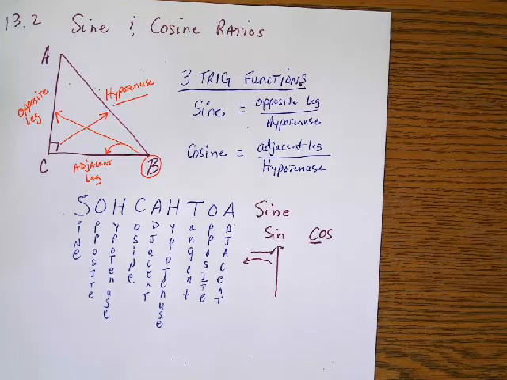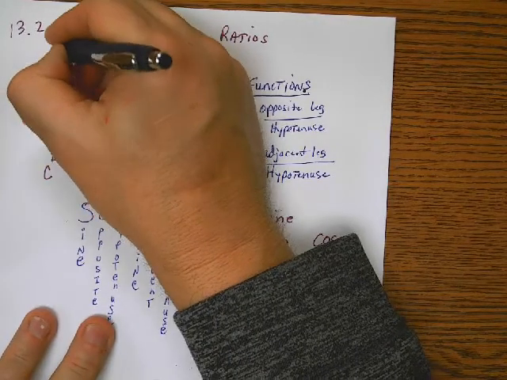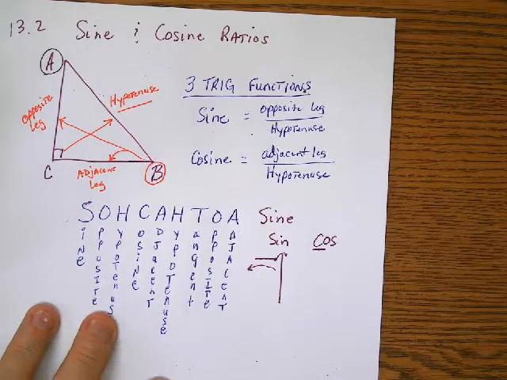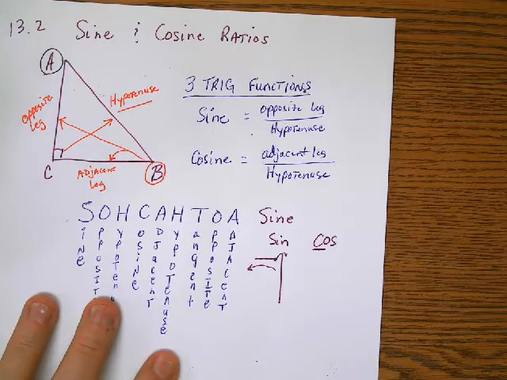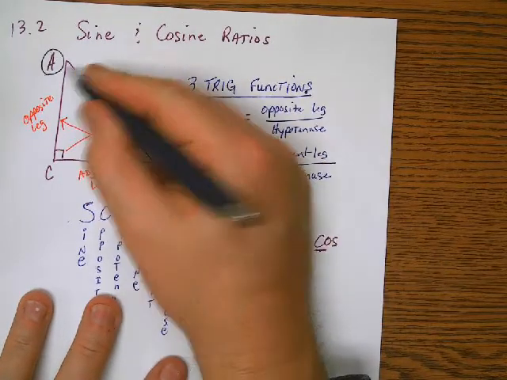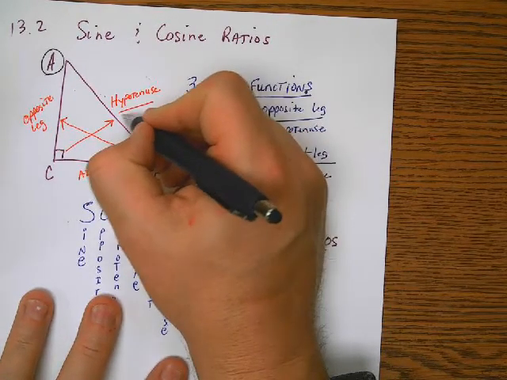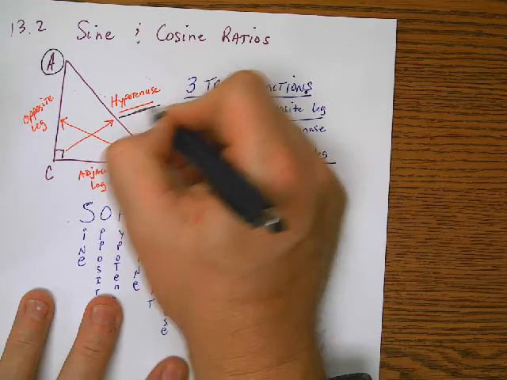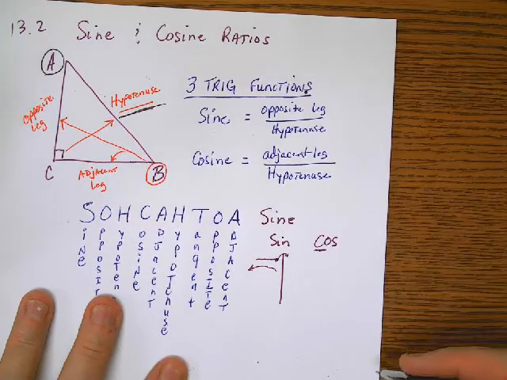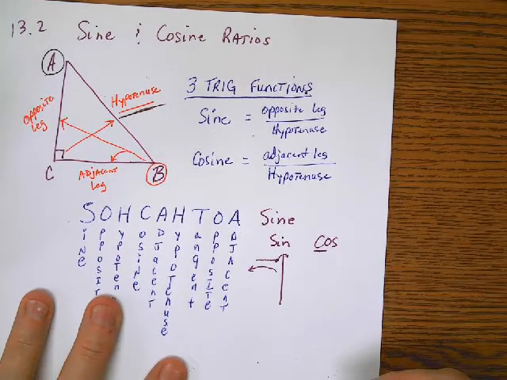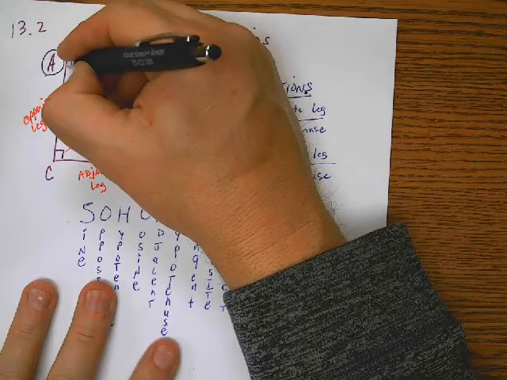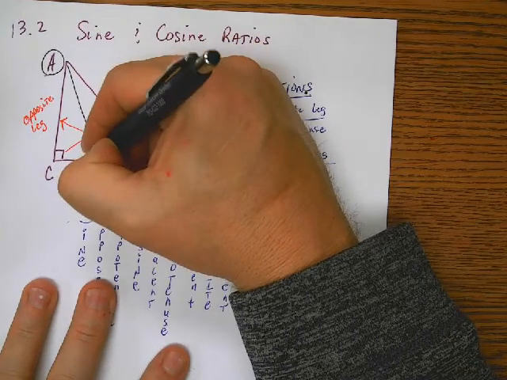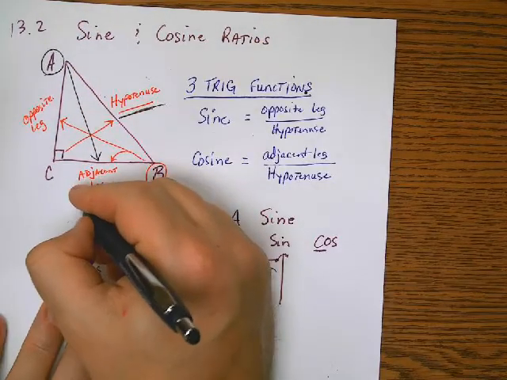Okay, now what if we deal with angle A? Now notice I'm using a different color. So angle A, what's this side called still? It's still called the hypotenuse. So I'm just going to underline it. It's still the hypotenuse. It doesn't change. What's the other side called? That's called the opposite.